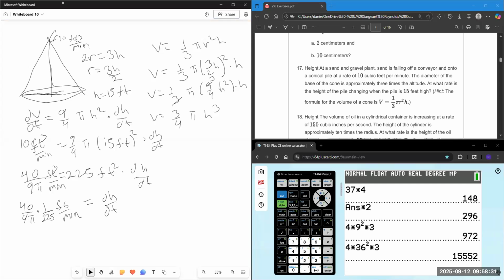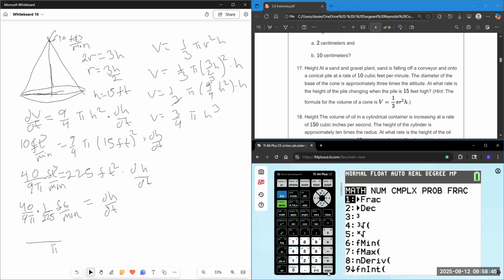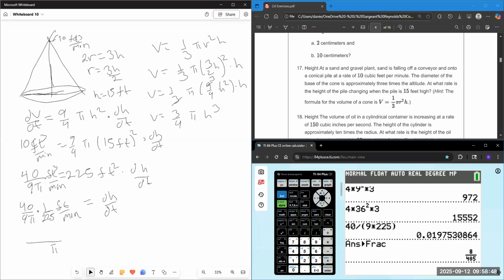I'm going to definitely just leave the pi alone down there. And I've got 40 divided by 9 times 225. And I want to change that to a fraction, is 8 over 405. And then this is feet per minute is what dh/dt is. And that makes sense to me that height is measured in feet and time is measured in minutes. And that's my most accurate measurement for my rate of change.